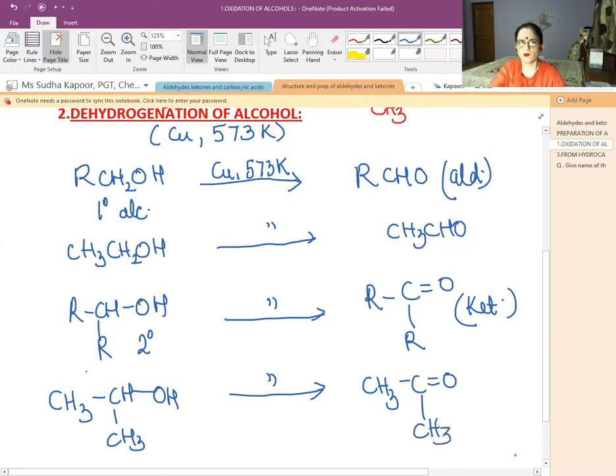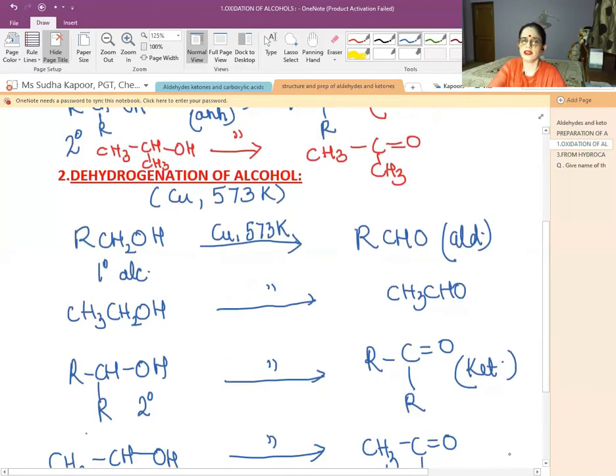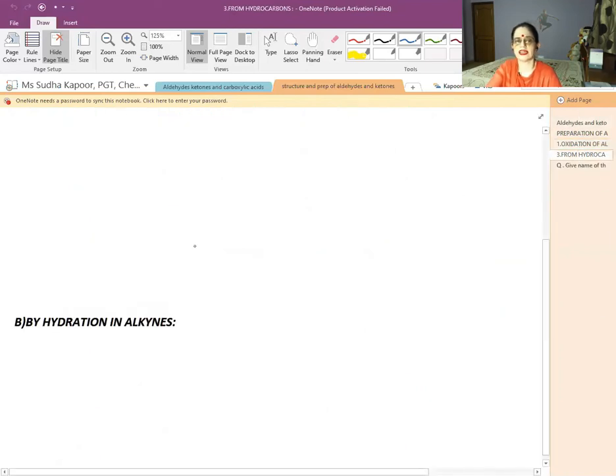So what we see is that the oxidation of alcohol also follows the same pattern: a 1 degree alcohol gives rise to an aldehyde, and a 2 degree alcohol gives rise to a ketone. And in case of dehydrogenation, with copper at 573 K, a 1 degree alcohol gives us an aldehyde and a 2 degree alcohol gives us a ketone. Oxidation takes place in the presence of an oxidizing agent, while dehydrogenation takes place in the presence of copper at 573 Kelvin.